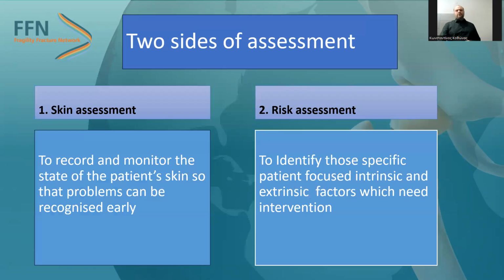There are two main aspects of assessment. The first is skin assessment, the process through which the state of the patient's skin is recorded on an ongoing basis. The skin is then monitored so that problems can be recognized early. The second aspect is risk assessment, the aim of which is to identify specific intrinsic and extrinsic factors which require preventive interventions, many of which we discussed in the first section.